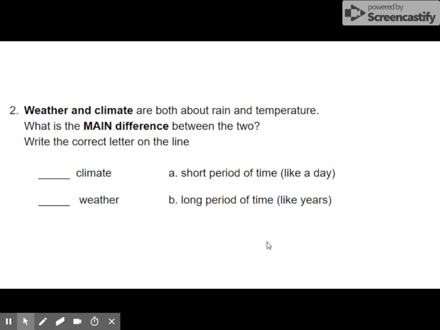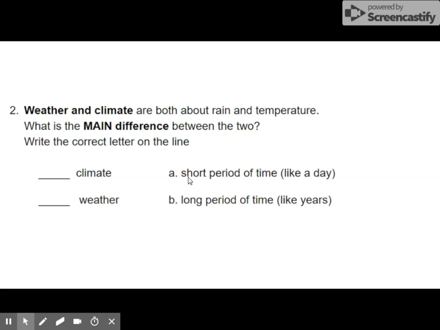Question 2. Weather and climate are both about rain and temperature. What is the main difference between the two? Write the correct letter on the line. Here's the line. Climate. Here's the line for weather.